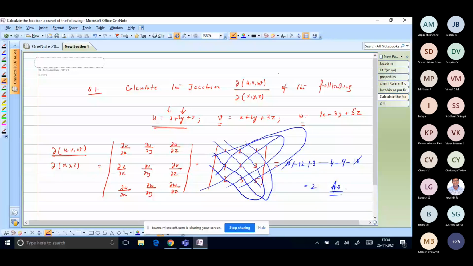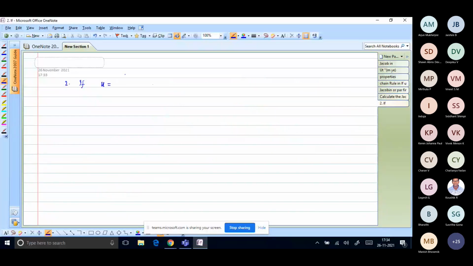So if u equal to a cos hyperbolic x into cos y, whereas v equal to a sin hyperbolic x into sin y, then show that the Jacobian of u, v with respect to x, y equal to 1 by 2 a square into cos hyperbolic 2x minus cos 2y. I have to solve this.